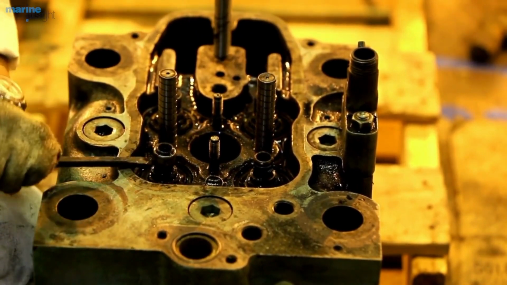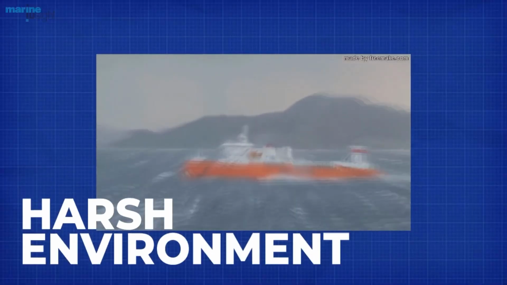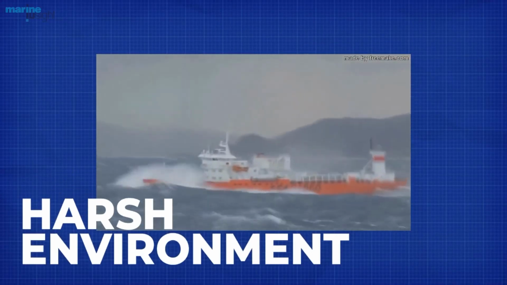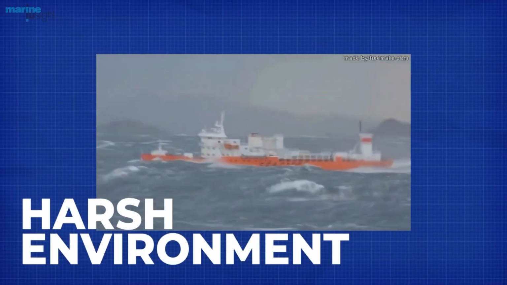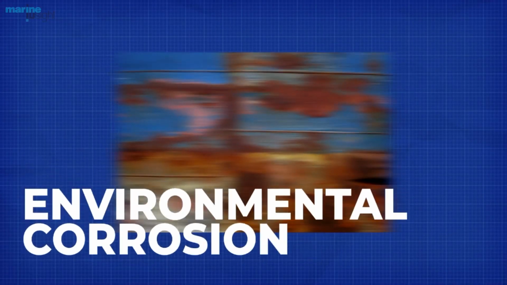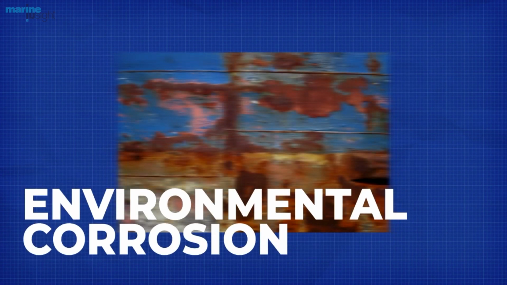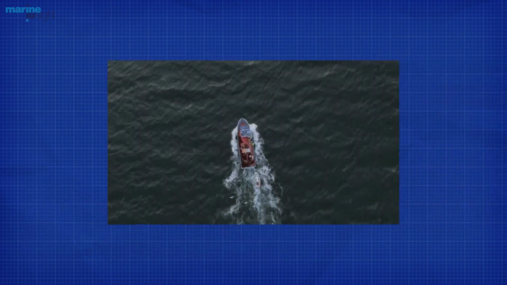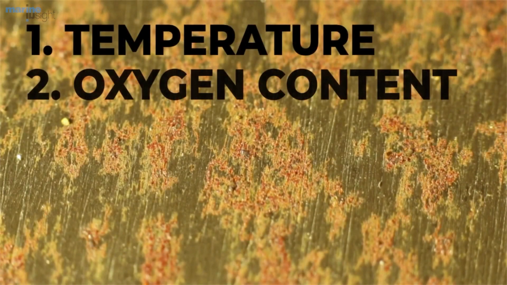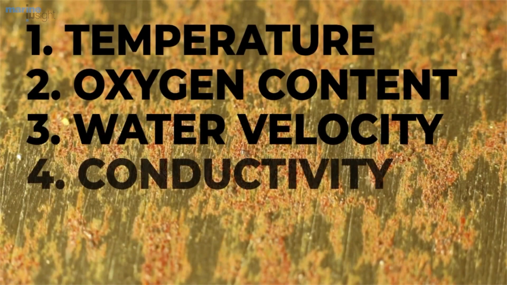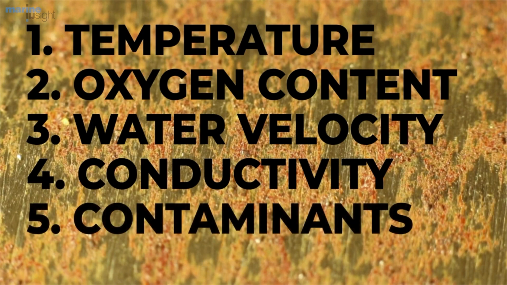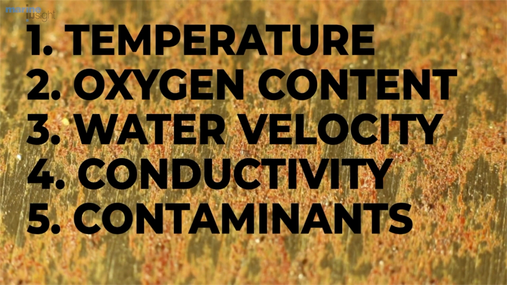Ships are often exposed to very harsh marine environments. Due to the environment in which they operate, the ship's hull is often vulnerable to environmental corrosion. The corrosivity of seawater as regards to general corrosion on steel increases with increasing temperature, oxygen content, water velocity, the content of corrosive contaminants, eroding particles, and conductivity.